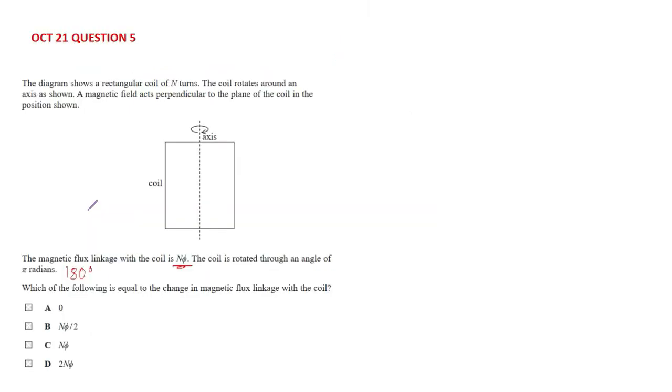But the question says, which of the following is equal to the change in flux linkage? So the initial flux linkage is n phi and the final flux linkage is minus n phi. So how do you find the change? You subtract minus n phi. That makes it twice n phi. So this is the change in flux linkage. So the answer should be D.